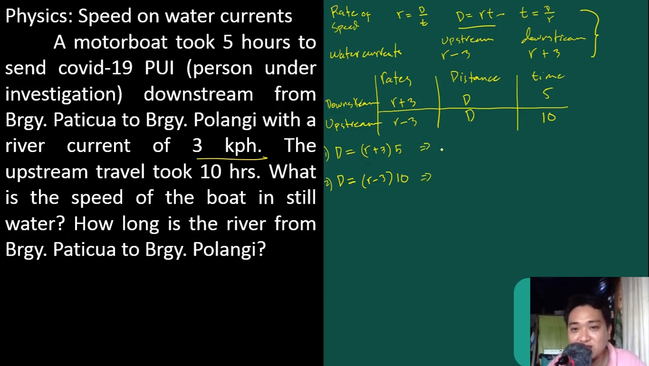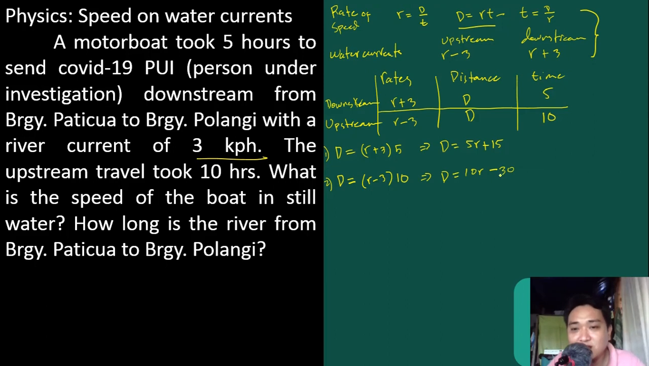So, this is the same as D is equivalent to, let us make use of the distributive property. Here, 5 times R is 5R plus 5 times 3 is 15. While here, we have D is equivalent to 10 times R is 10R minus 10 times 3 is 30. Ayan. So, here we go.